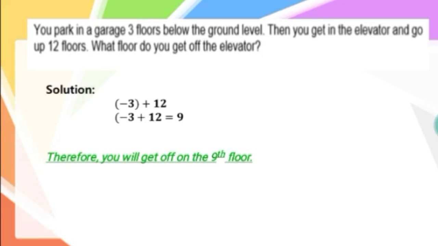Solution, meron po tayong negative 3 dito. Bakit po? Kasi 3 floors below, kaya meron tayong negative. Next, 12 floors up, kaya siya naging positive. Since magkaiba tayo ng sign, we will subtract the 3 from 12, that is 9. Then copy the bigger sign, which is positive. Therefore, you will get off on the 9th floor.